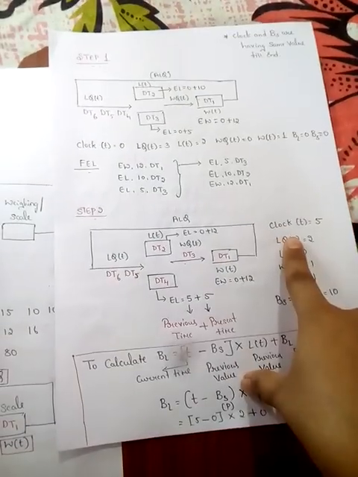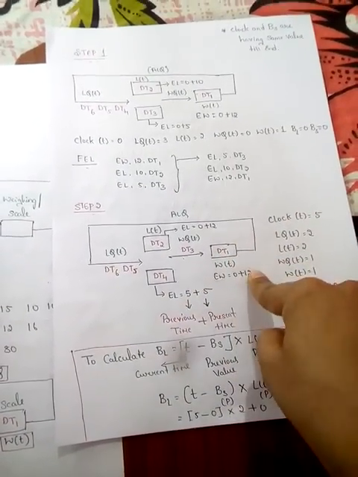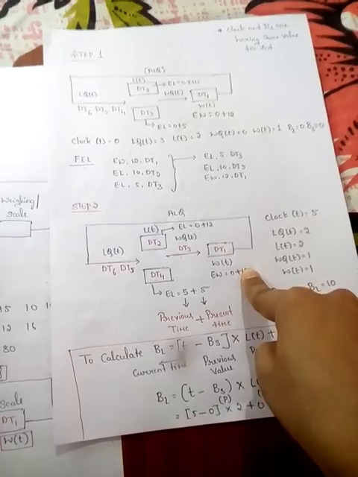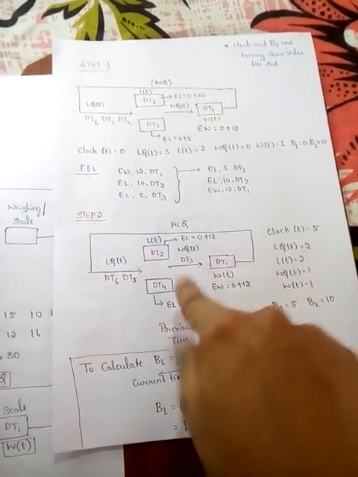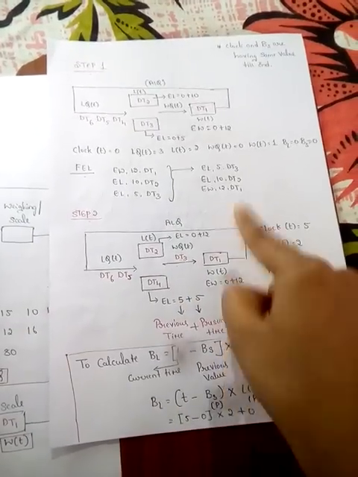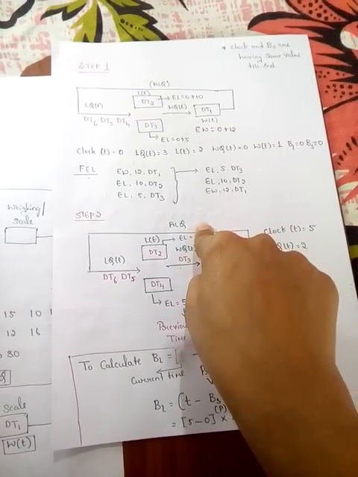Now after that, my EW value will not be changed because it has a maximum value of 12. Still the 5 has to be processed, then 10, then 12. Now the DT2 value will also not change.